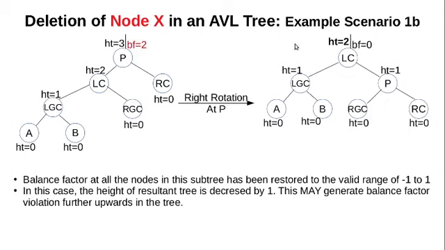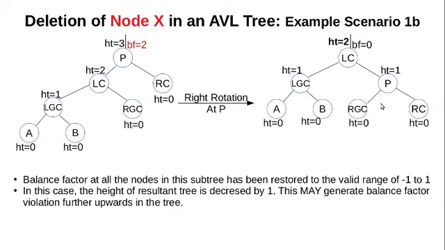When we do the right rotation at P, LC moves up and P falls on its right. Hence, we need to adjust or shift the current right subtree of LC. All the nodes in the subtree rooted at RGC are greater than LC and lesser than P. Hence, we can attach it on the left of P without violating the binary search tree property.